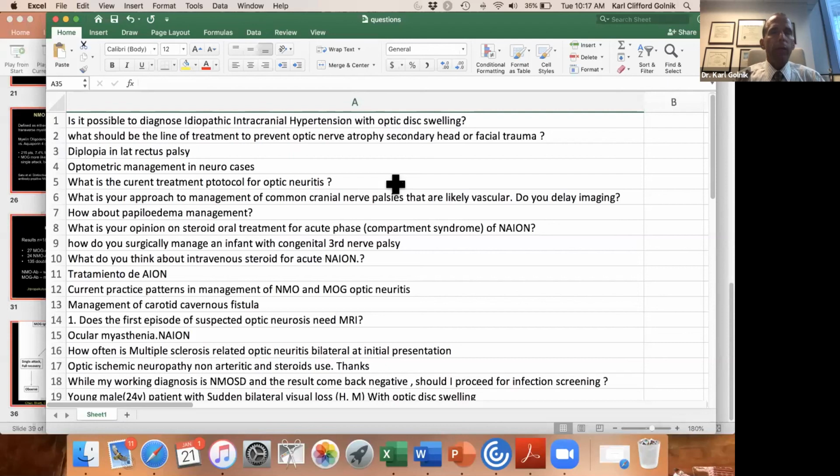What line of treatment prevents optic nerve atrophy secondary to head facial trauma? There's no good studies that look at this. If there are no contraindications, I usually use steroids, either intravenous or oral, but there's no evidence base for me to give you an answer to that question.